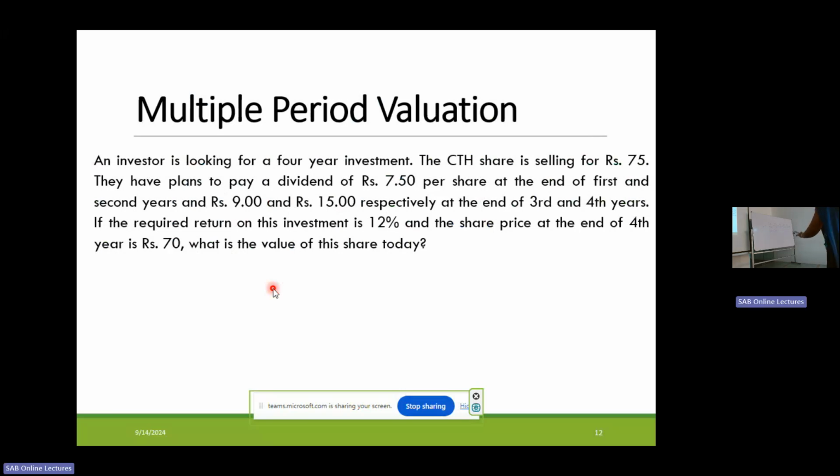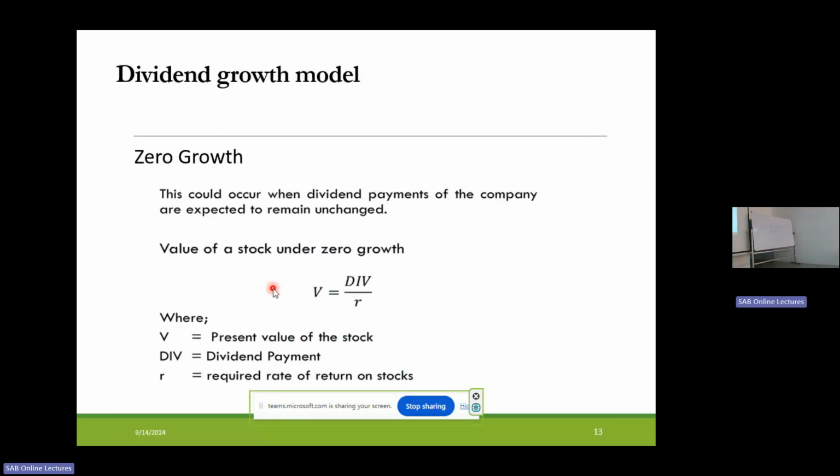Okay. Right. So now we are going to the next model, the zero growth model. So far we discussed calculating the equity value considering both dividend and price, so we are investing for a particular period. At the introduction, I told you that for equity shares there is no maturity, so we have to consider that aspect also.